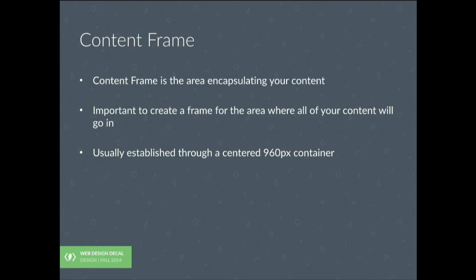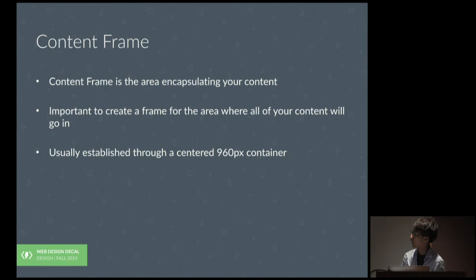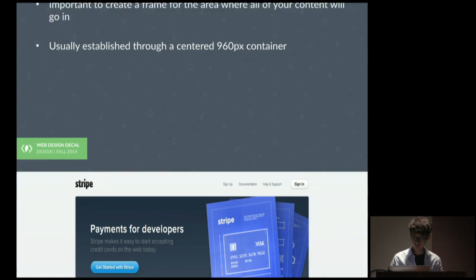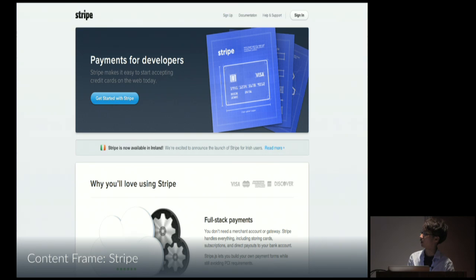Now you have content frame. Now that you have a general layout of your website down, you have to think about the frame for your content. As I mentioned in my typography and spacing lecture, people usually have a maximum width of 960 pixel container, and that usually creates a frame for the area that encapsulates your content. An example of that would be Stripe. On Stripe, notice that their content never ranges from the left edge to the right edge. It's encapsulated under a 960 pixel container. They use a top bar, but below that, they have a content space, and this content space is encapsulated in a content frame.